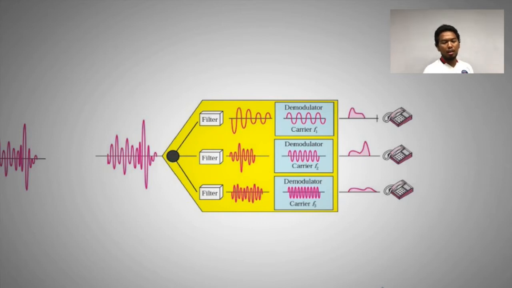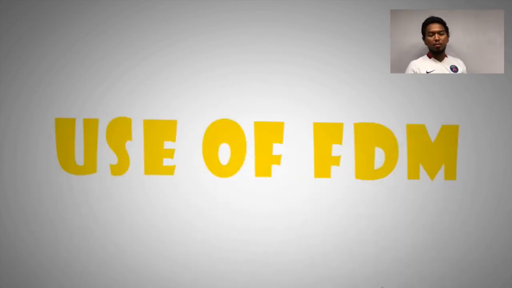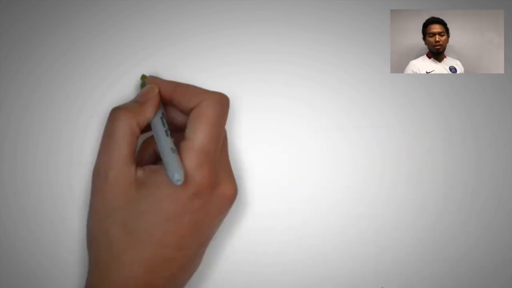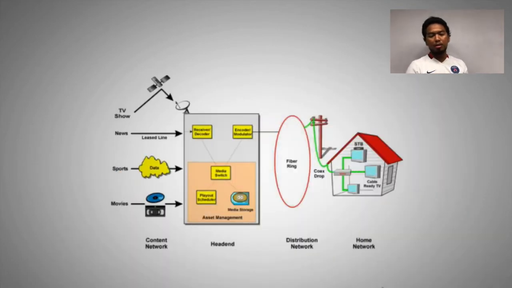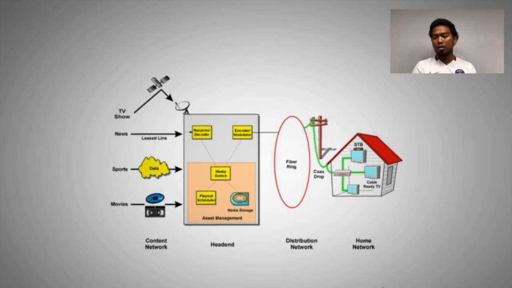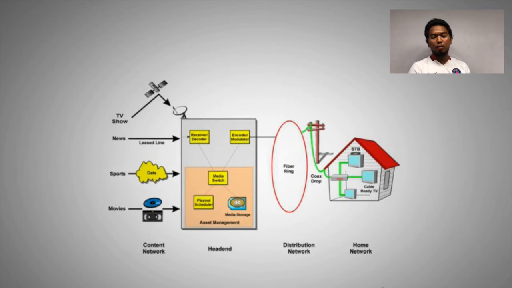Channels are separated by guard bands. A guard band is a frequency which is not used by either channel. What is the use of FDM? A common example of FDM use is cable television, CATV. This can be achieved with coaxial cable or fiber optic cable. A multiplexer is used to combine many channels to maximize the use of the available bandwidth, and a demultiplexer built into the television or set-top box will separate the channel that the viewer wants to watch.